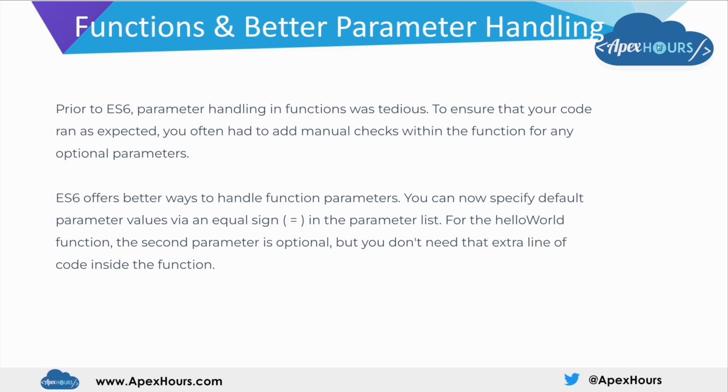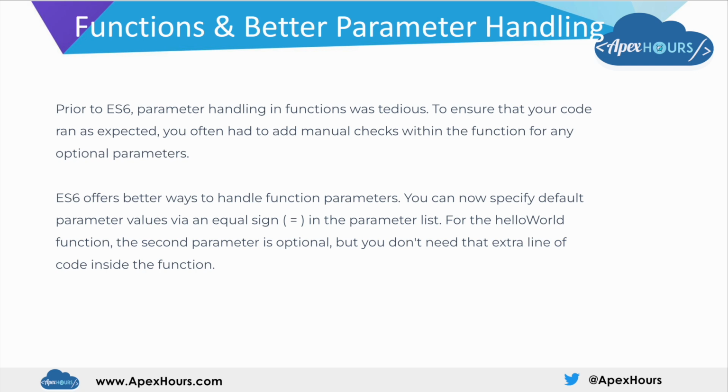Now prior to ES6, parameter handling in functions was tedious. To ensure that your code ran as expected, you often had to add manual checks for optional parameters. You remember, whenever you have a function and you're passing two values, for example for a calculation, right? Now what if the user is passing only one value while calling that function? In that case, you need to assign a default value in your function. So basically, modern JavaScript provides you a way to assign a default value while you're calling that function.